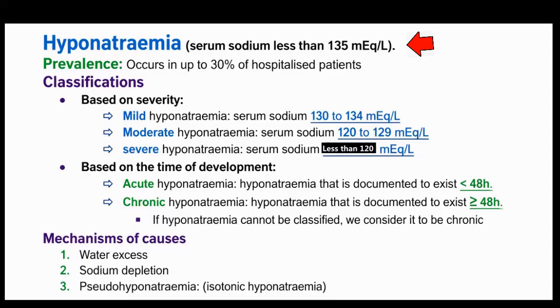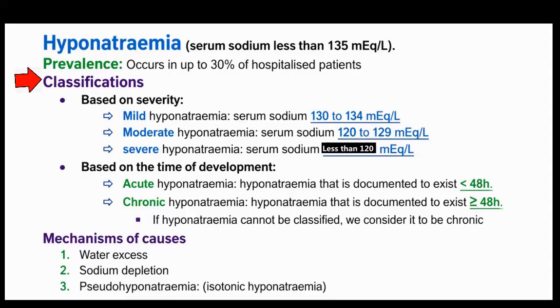Hyponatremia is very common, especially in hospitalized patients. It occurs in up to 30% of hospitalized patients, making it an important condition that every physician should recognize and manage appropriately. Classification of hyponatremia.